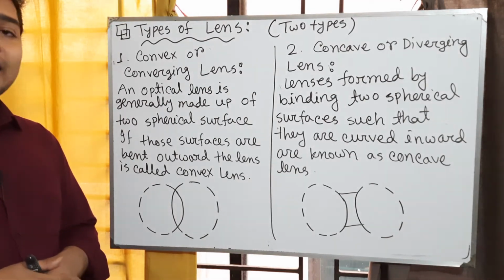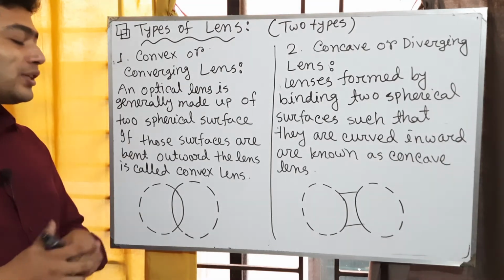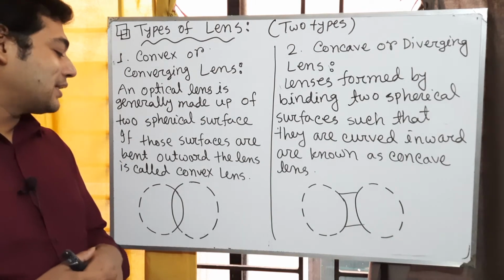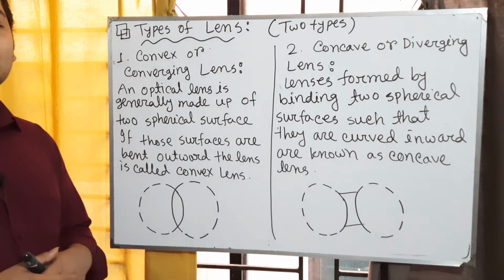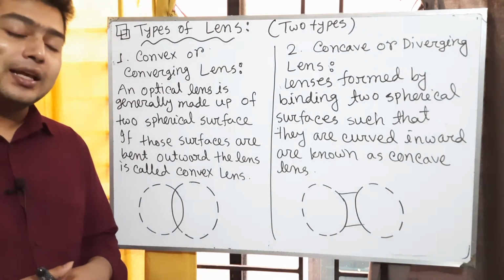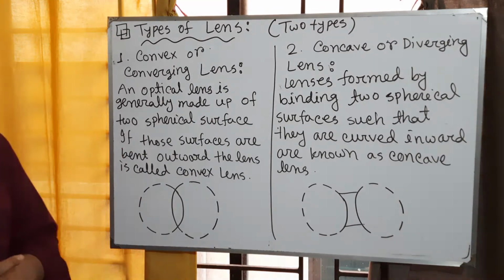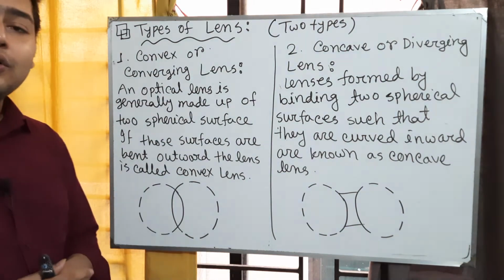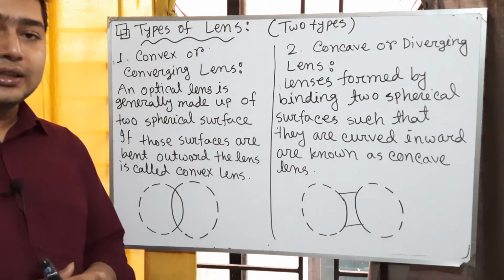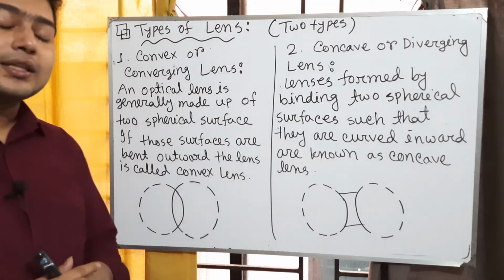An optical lens is generally made up of two spherical surfaces. If those surfaces are bent outward, the lens is called a convex lens. It is also known as a biconvex lens or converging lens. Here this is the figure of a convex lens.